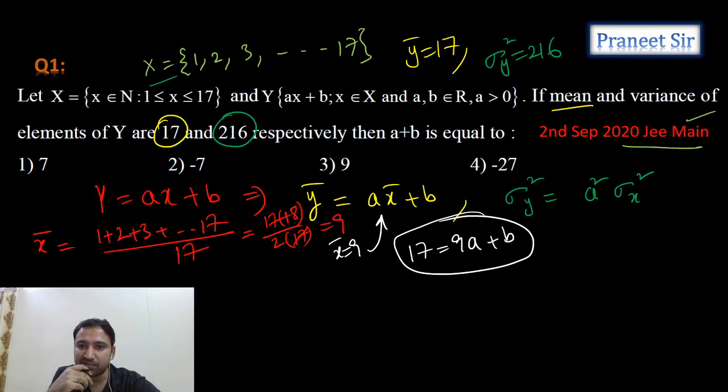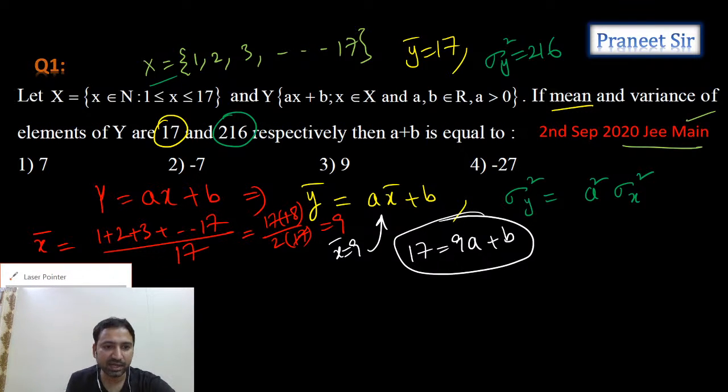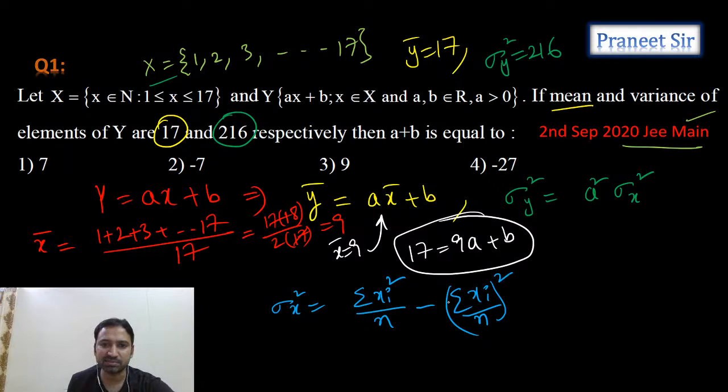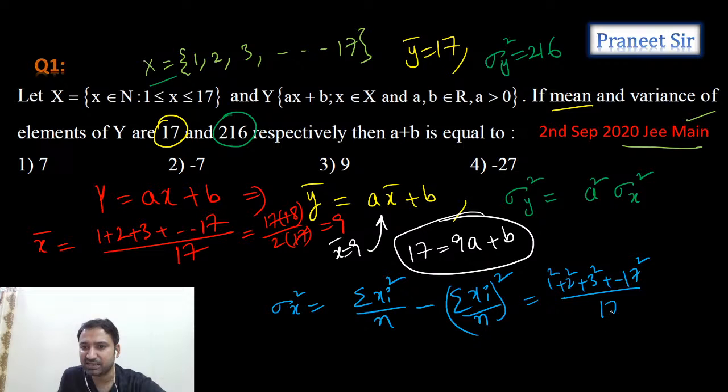In the same way, sigma y square he gave. Can we calculate sigma x square? How to calculate sigma x square, guys? How can I calculate sigma x square? See, the formula here is sigma x square equals sigma xi square by n minus sigma xi by n whole square. Sigma xi by n is nothing but the mean, guys. Mean we already calculated as 9. So let's substitute here: 1 square plus 2 square plus 3 square and so on up to 17 square, by 17, minus sigma xi by n, which we already calculated as the mean, 9, whole square.